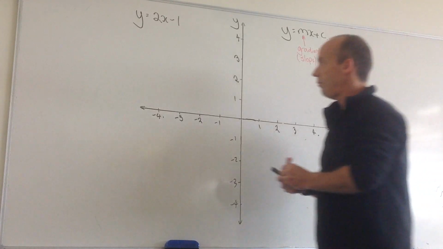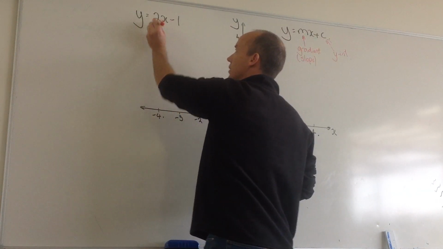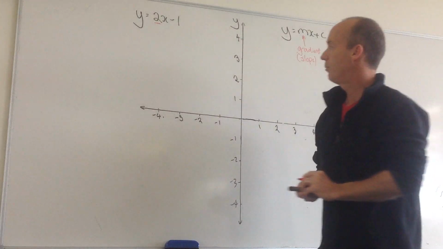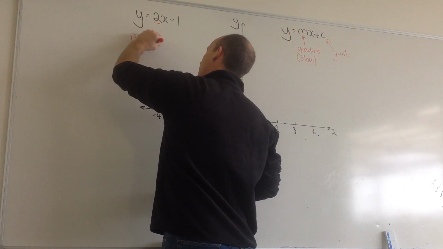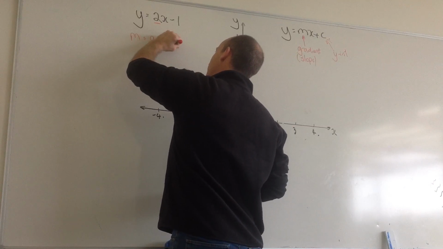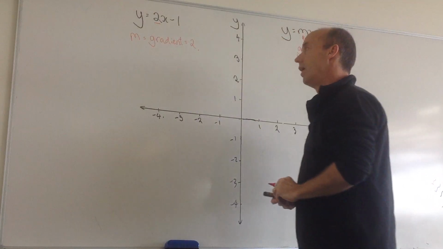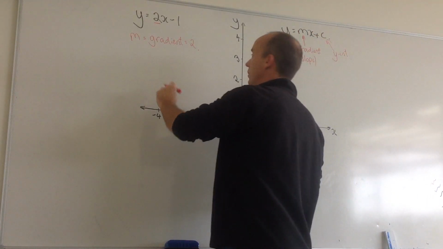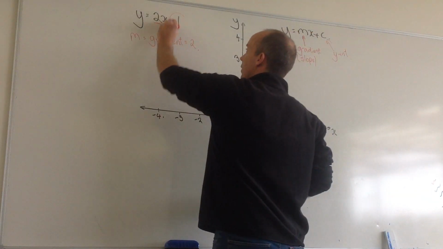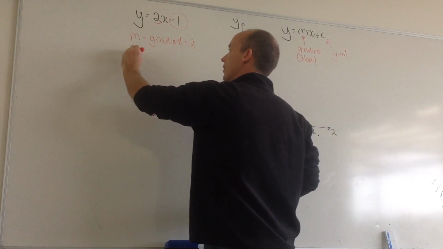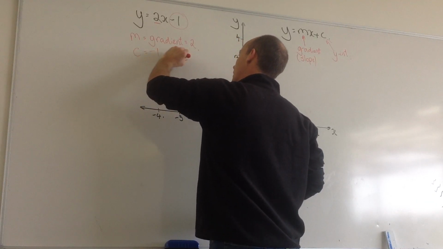So, if I looked at this example, I'd be able to say what number's in front of the x, and that would be 2. So m is equal to my gradient, and that's equal to 2 for this example. Then I could say what's the constant at the end? What's my c value? So my c is this value. So c is equal to minus 1. And that's equal to my y-intercept.